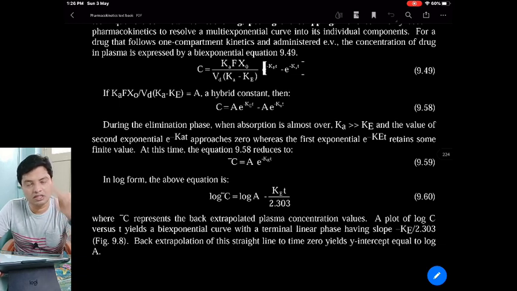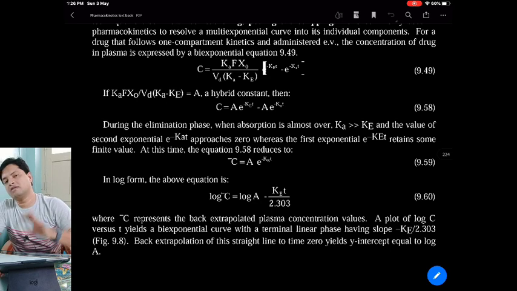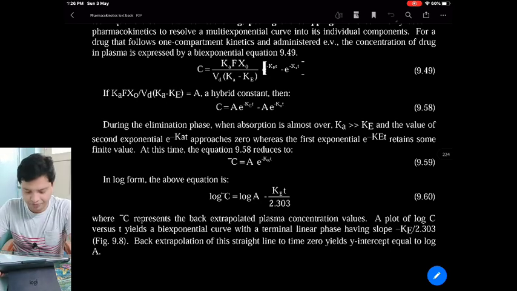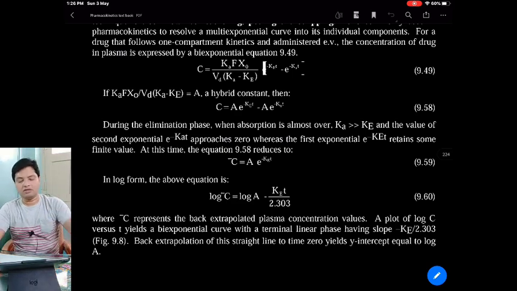Okay, I am not going to consider the absorption exponent. I am going to consider only the elimination exponent. We are going to convert this into the elimination exponent. Then from that elimination exponent, we try to derive the absorption rate constant also. Okay, we'll try to see what happens here.